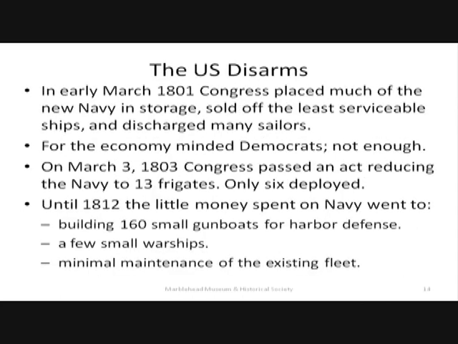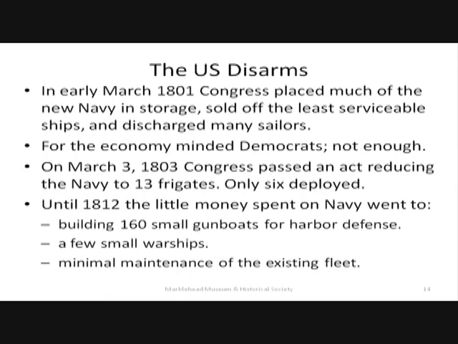And that led to this. The Federalists, who had dominated the lame duck Congress, realized there was going to be a cut in the Navy. So they decided to try to get ahead of it and save as much of the Navy as they could. So they placed much of the Navy in storage, sold off the ones, for instance, they had bought commercial ships and tried to convert them, and some of them didn't work out, sold off the ones they could, and discharged many of the sailors.